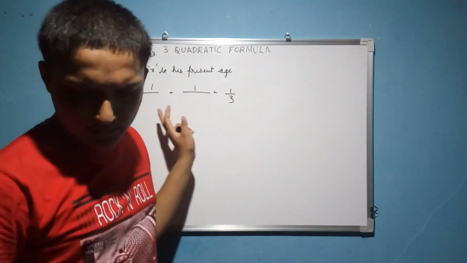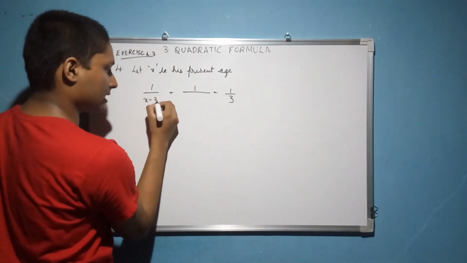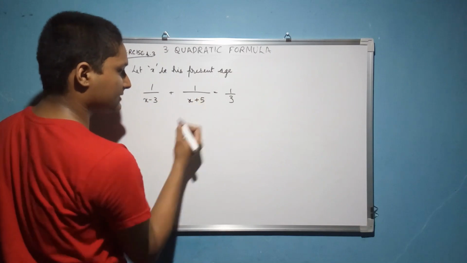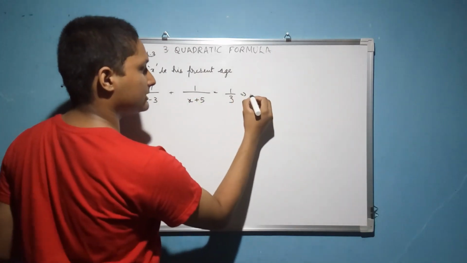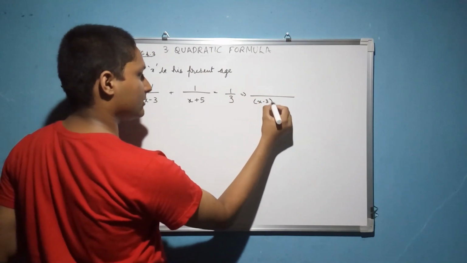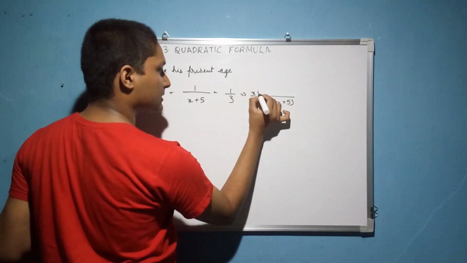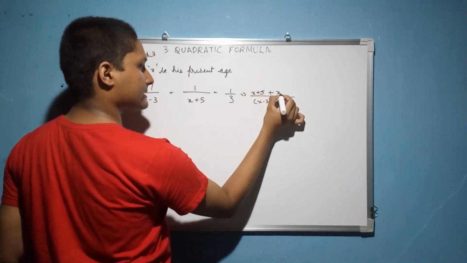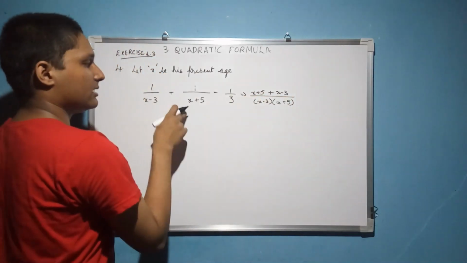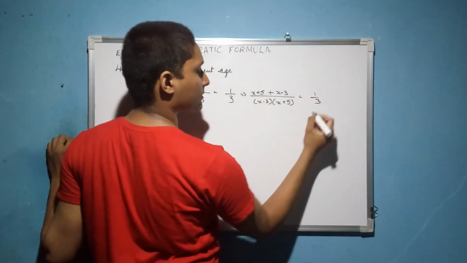The reciprocals of the ages 3 years ago and 5 years from now. So first, then we need to take the LCM. It is going to be x minus 3 into x plus 5. So it forms x plus 5 plus x minus 3. Okay, we are taking the LCM, right? So it is going to be 1 by 3 here.